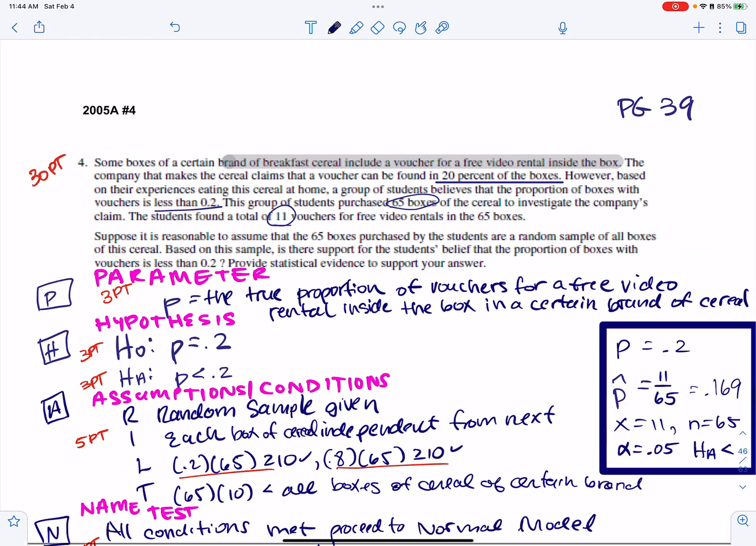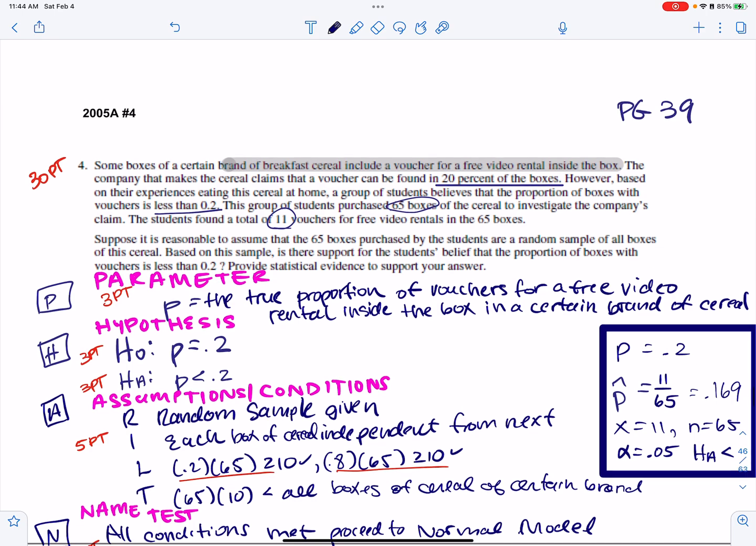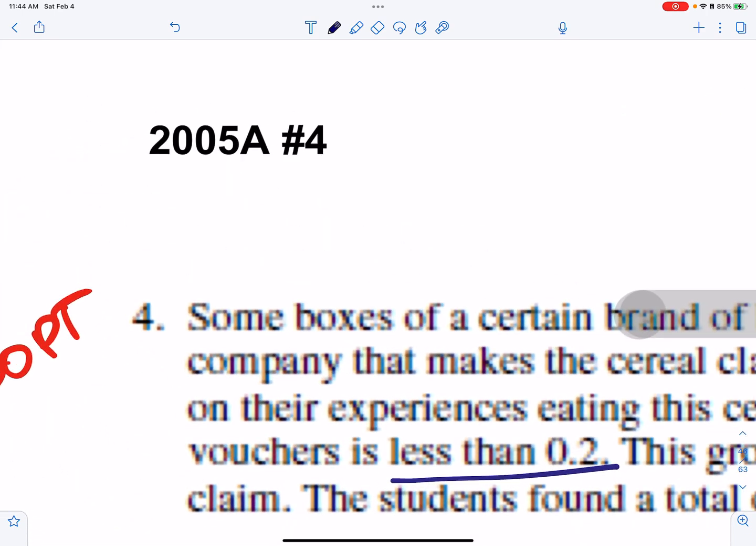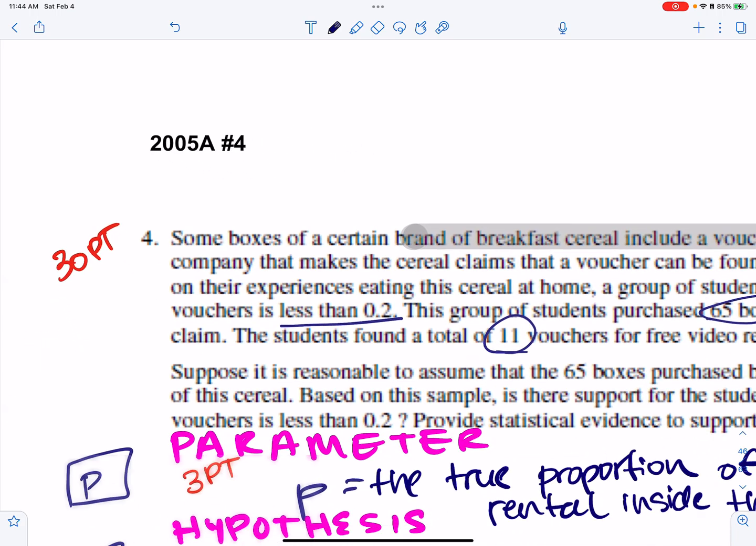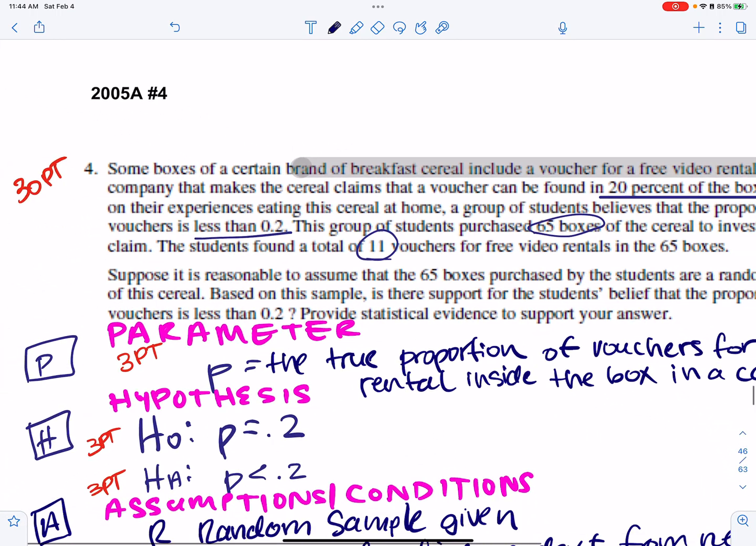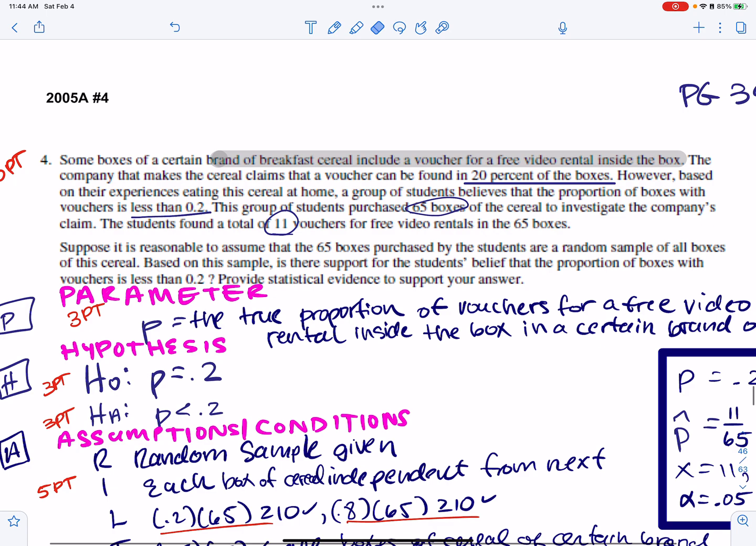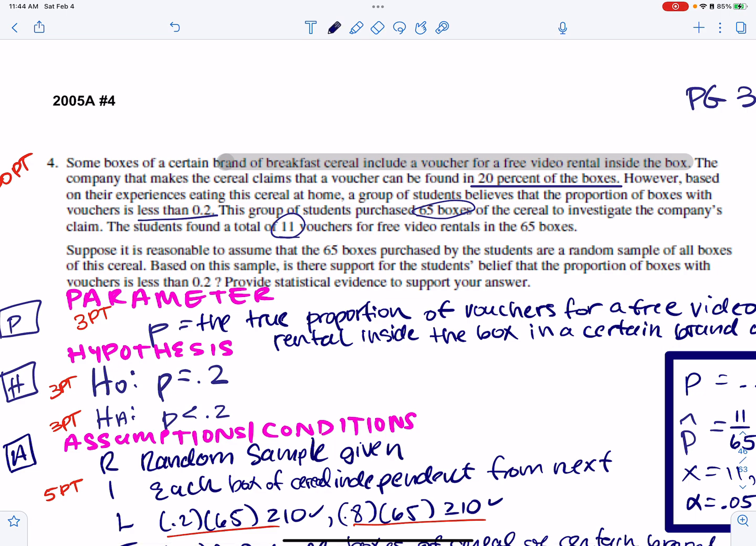If you have your packet, it's page 39, or if you don't, you can just look up 2005 number 4 on the AP Stats exams. All right, some boxes of a certain brand of cereal include the voucher for a free video rental inside the box. Now I highlighted that because that's our context.